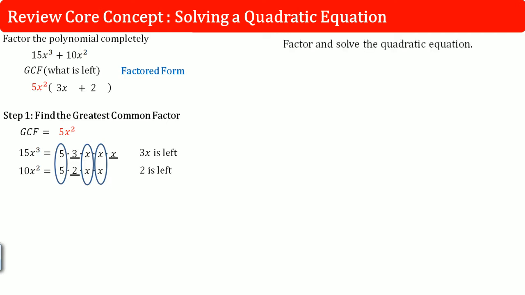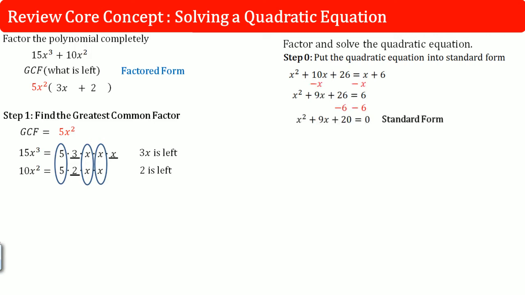Now we're going to factor in solving the quadratic equation, and here we have x squared plus 10x plus 26 is equal to x plus 6. Step 0 is to always put this equation in standard form, so we're going to subtract x from both sides and subtract 6 from both sides. That's what you get in standard form. Here you can find the a, b, and c. A equals 1, b equals 9, c equals 20.